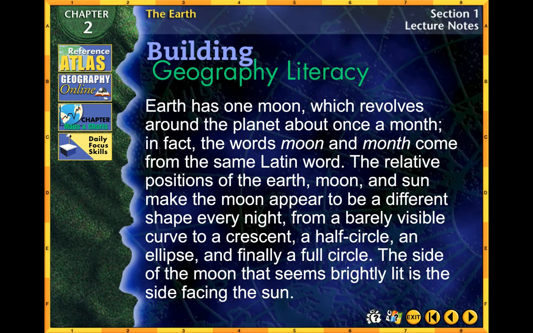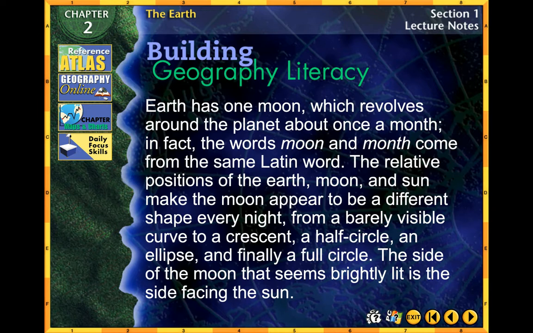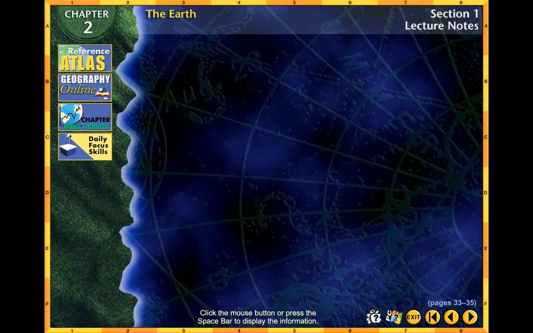Now, the words moon and month actually come from the same Latin word. So we use the cycle of the moon around the world to create that monthly cycle that we use. The relative positions of the Earth, the moon, and the sun make the moon appear to be a different shape every night. Some nights it looks like a crescent, a half circle, an ellipse, or even a fully formed full moon. And then sometimes it looks like it's not even there at all, when really that's just the shadows covering it. So really the moon guides a lot of the Earth and its planetary forces.